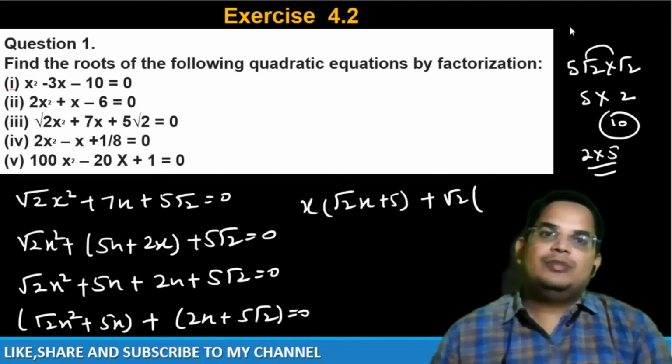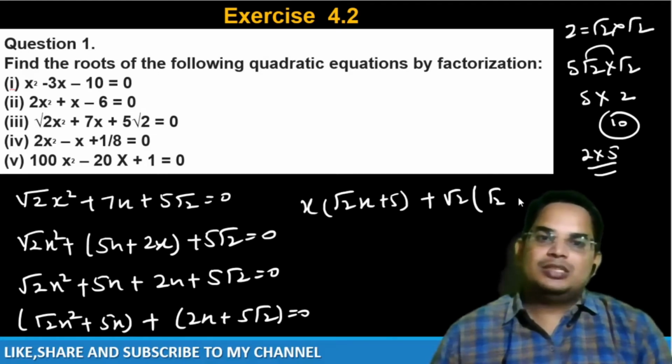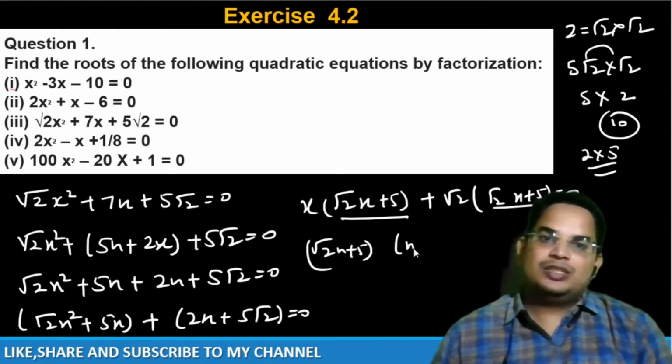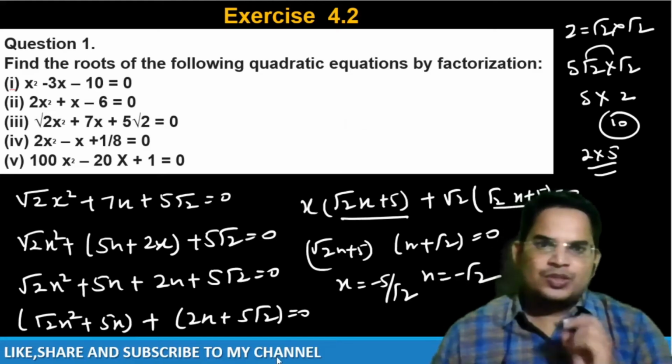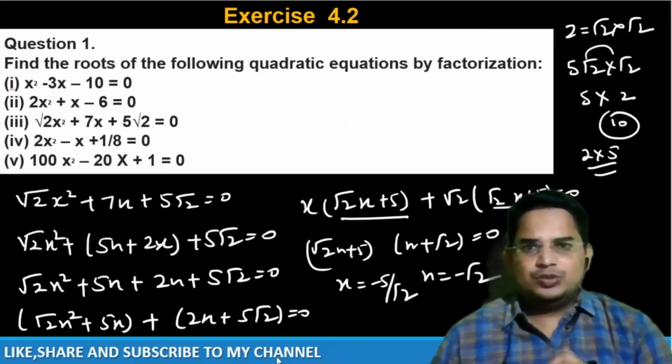So this 2 can be written as root 2 into root 2. So root 2 will be there inside the bracket, root 2x plus 5 is equal to 0. Now take the common root 2x plus 5. You can write down root 2x plus 5, and after this x plus root 2 is equal to 0. So you can say x is equal to minus 5 upon root 2 and x is equal to minus root 2. These are the two factors of this quadratic equation. So I hope all of you understood this thing.